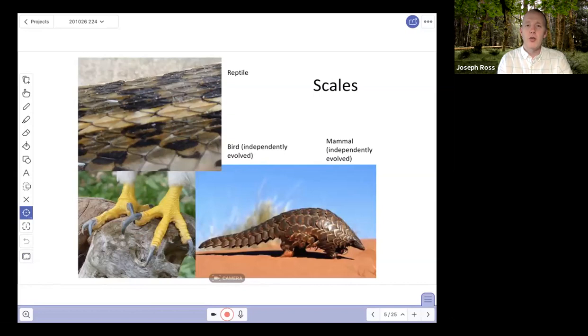So these are interesting traits to think about, the evolution both of scales, and today, when we talk about feathers, trying to understand what is the evolutionary basis of that developmental change. So what happened at the genetic level to allow these sorts of traits to evolve independently?